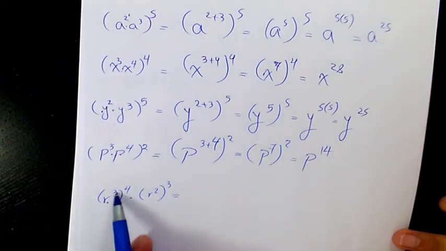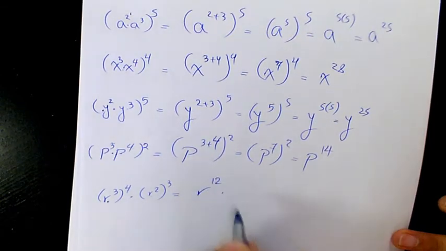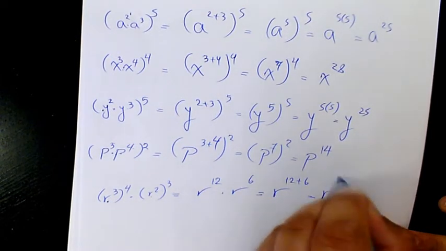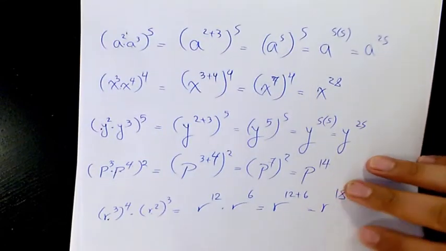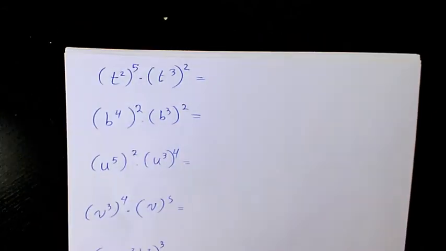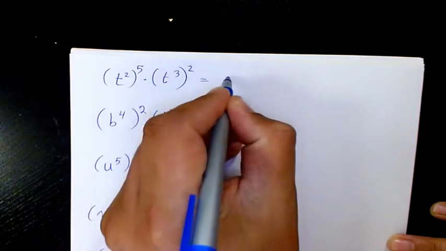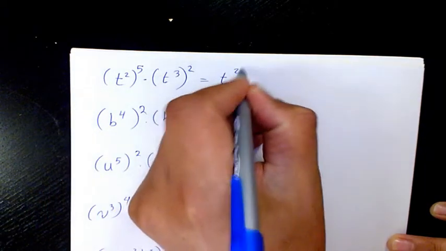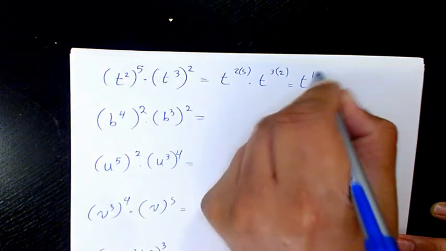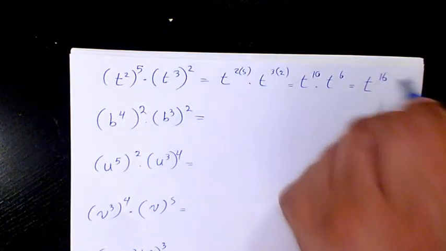Next one, r cubed to the power of 4 times r squared to the power of 3. So it's going to be r to the power of 3 times 4, 12. r to the power of 2 times 3, 6. So we have r to the power of 12 plus 6, which is r to the power of 18. t to the power of 2 to the power of 5 times t to the power of 3 to the power of 2. So it's going to be t to the power of 2 times 5 times t to the power of 3 times 2. So it's going to be t to the power of 10 times t to the power of 6. It's going to be t to the power of 10 plus 6, 16.